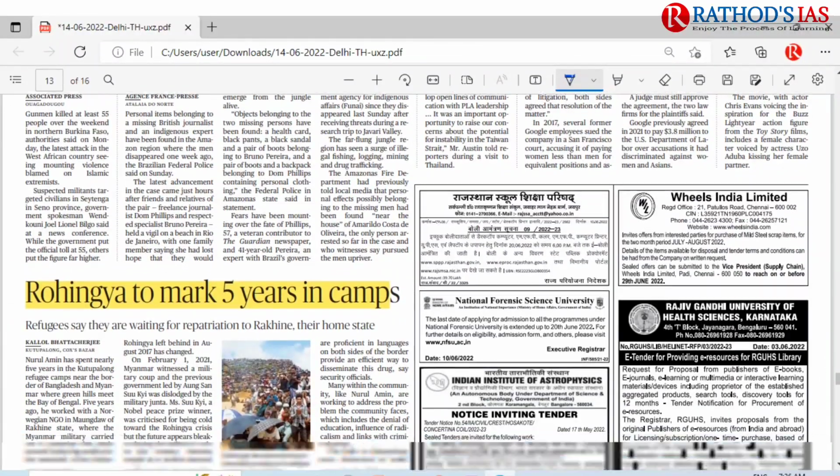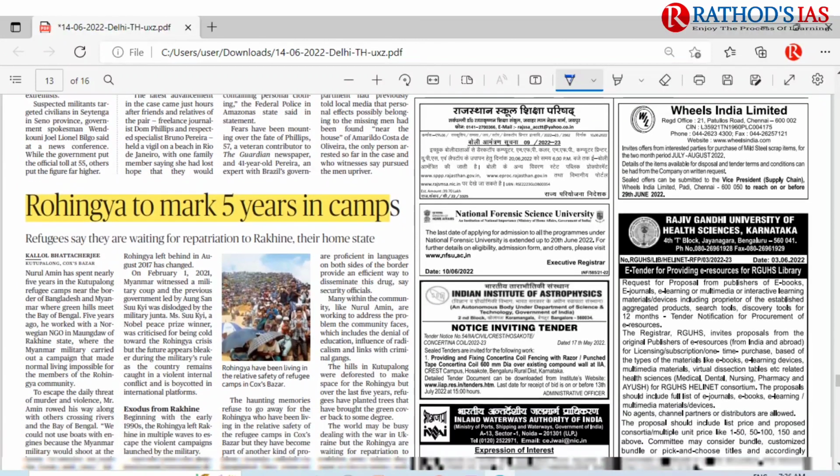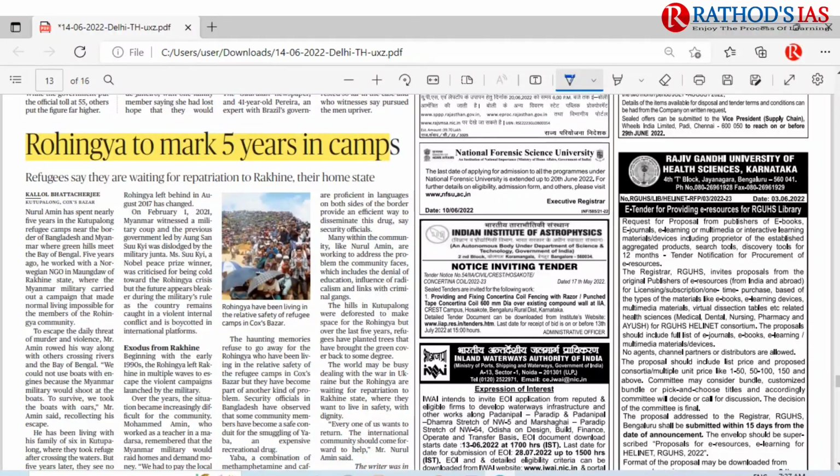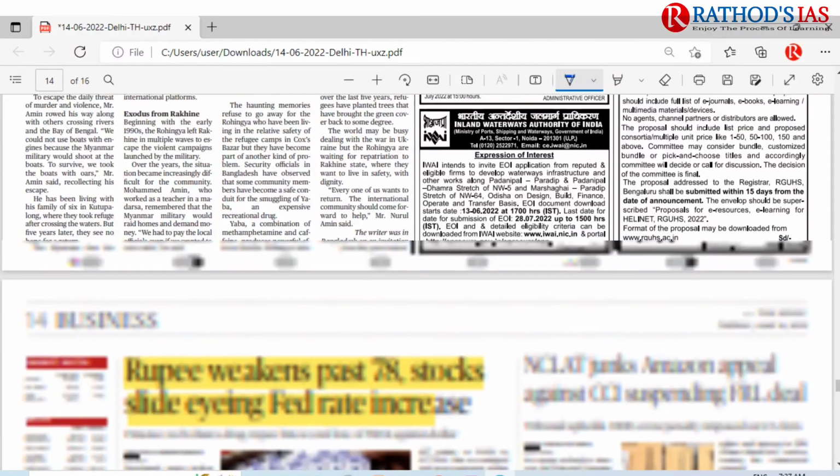And on the world page, there is one article regarding Rohingyas to mark 5 years in camps. This event of the Rohingyas happened in Myanmar, in Rakhine state. There was some clash between the Rohingyas and the military, and later the Rohingyas fled out of Rakhine state and set up camps outside of it. Especially they started living on some islands and near Bangladesh, and even some people entered India. So here you need to know who these Rohingyas are and what the Rohingya cases are.